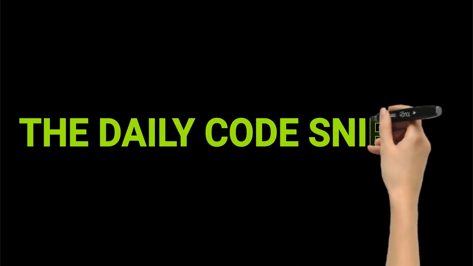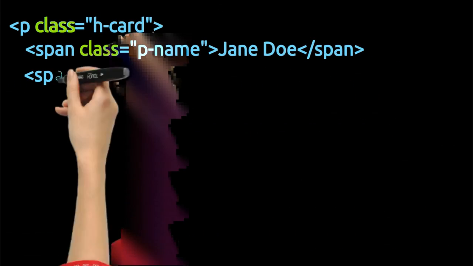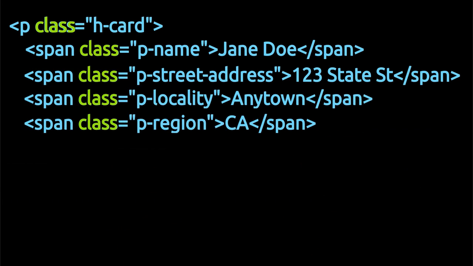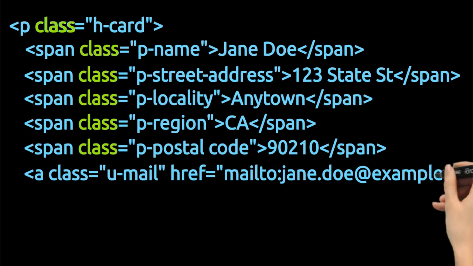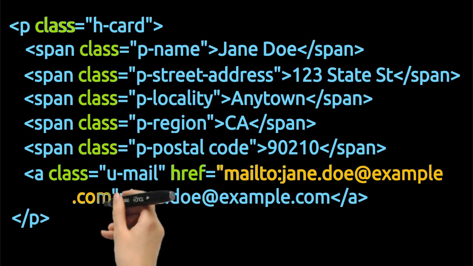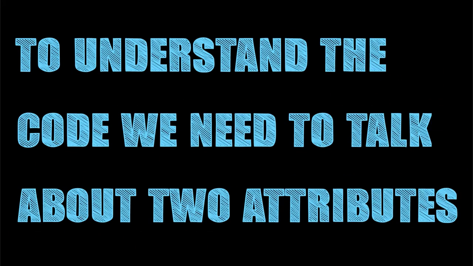The Daily Code Snippet. Let's take another look at the code from yesterday's video. This example shows microformats as part of an H card. To understand the code, we need to talk about two attributes.